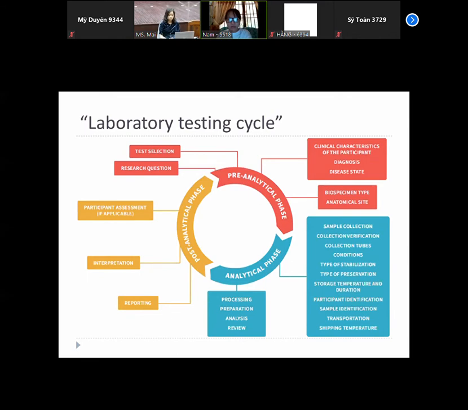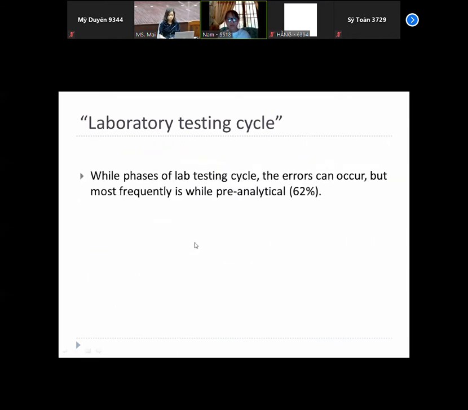In addition, while errors can occur in any phase of the lab testing cycle, most frequently they occur in the analytical phase, at 62%, although 75.6% of all sorts of laboratory tests had no effect on the patient outcome. Approximately 25% had a negative impact.